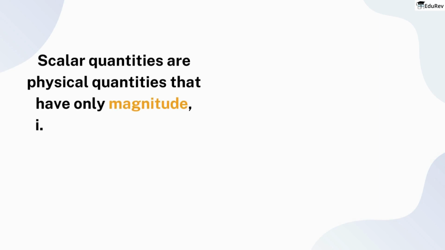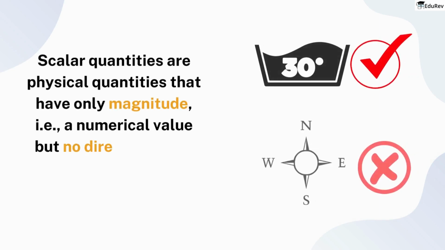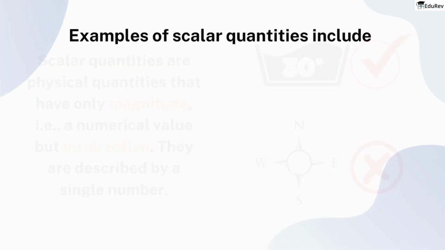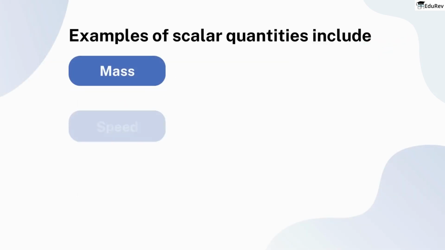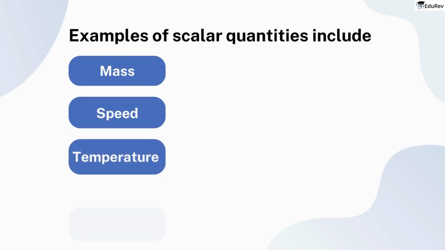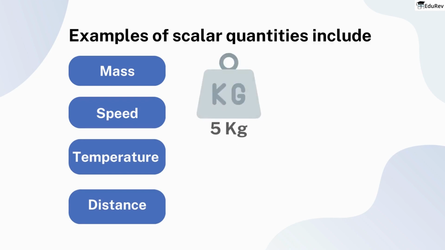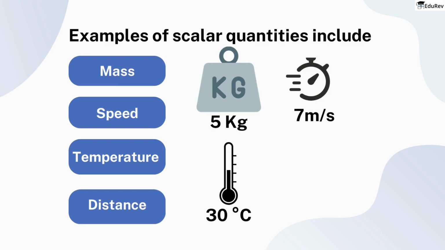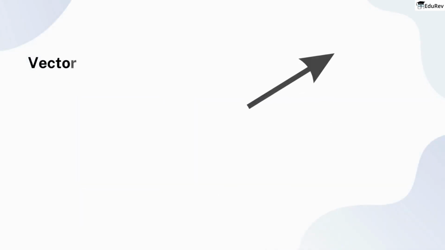Scalar quantities are physical quantities that have only magnitude, that is, a numerical value but no direction. They are described by a single number. Examples of scalar quantities include mass, speed, temperature, and distance. Mathematically, scalar quantities can be represented by real numbers, such as 5 kilograms mass, 7 meters per second speed, 30 degrees Celsius temperature, and 20 meters distance.